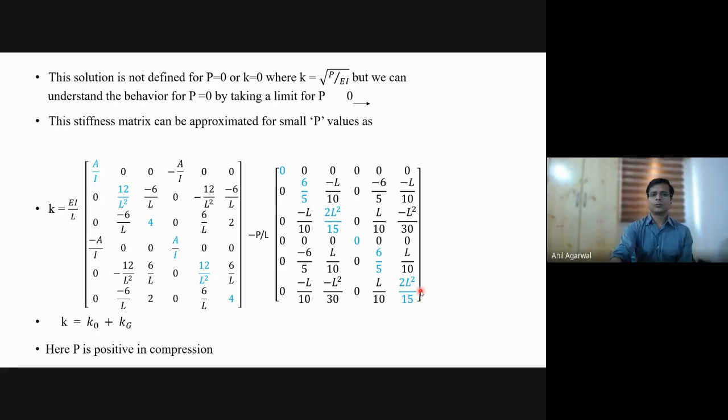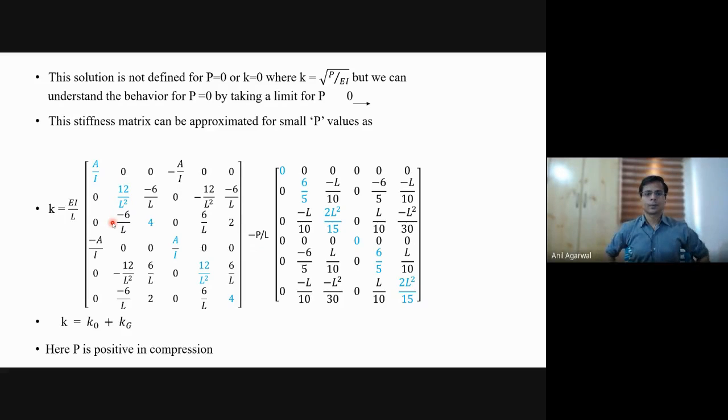Okay, so one thing to notice here is that the P value is to be entered as positive for compression. That's how it is developed. If the P force is actually in tension, then you would enter a negative value here, which will basically mean that overall stiffness becomes greater. So the member becomes stiffer if you are applying P in tension.